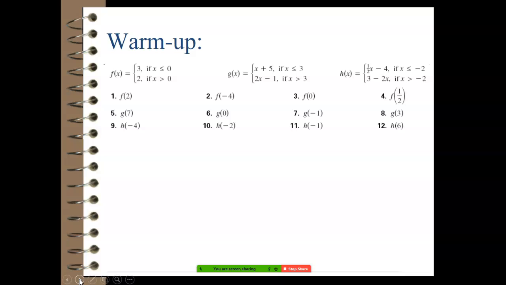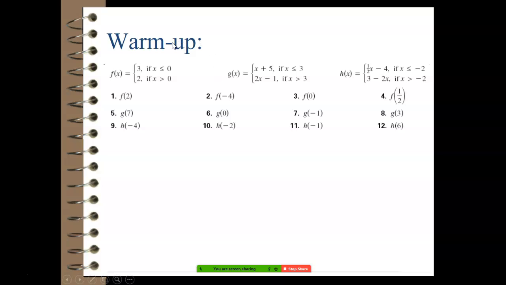So go ahead, I want to go backwards a little bit and look at the warm-up. This is called function notation. 1 through 4 all deal with function f, so they're coming from the first function up here. What you have to do is pay attention to the function value you're looking for. F of 2 only has one answer.